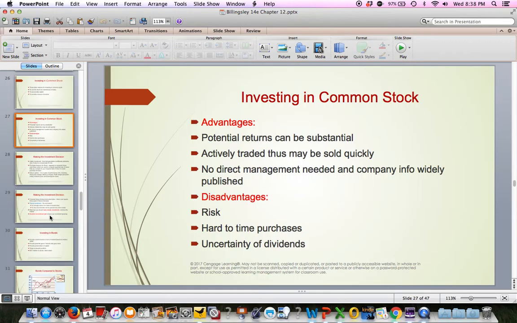No direct management is needed, and company info is widely published. You can get the financials, you can get the information very, very easily. The disadvantage is risk. The prices fluctuate a lot. You kind of have to sometimes just hold your breath.